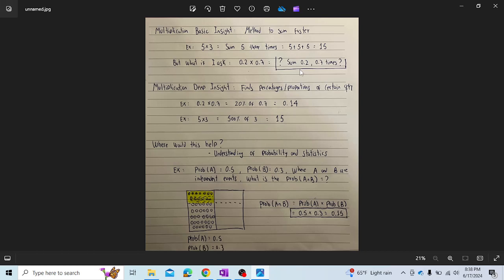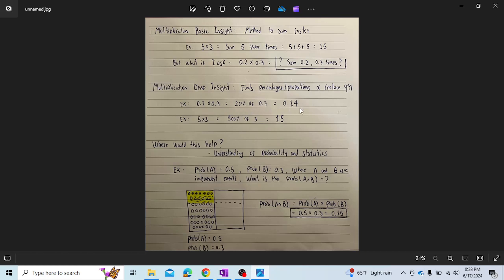And something that I like to do is to find rules that apply to everything, a rule that doesn't have exceptions. This will definitely help you later on to understand bigger concepts, right? So, a deeper insight of what multiplication is doing is finding percentages or proportions of a certain quantity, right? If you think about multiplication in this way, it will make sense, right? So 0.2 times 0.7 is what is the 20% of 0.7?